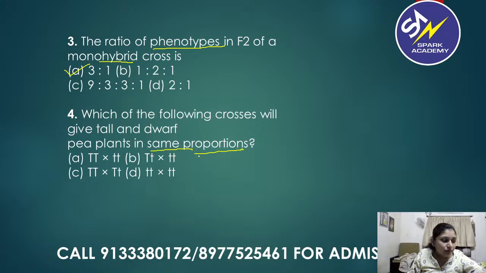You all are confused. Some are giving correct answers, same ratio. If it is test cross, then we are getting the same result. I am saying test cross. Now look at it. The hint for this question is test cross. It's a monohybrid test cross. Now recollect your knowledge about test cross. What do we mean by test cross?